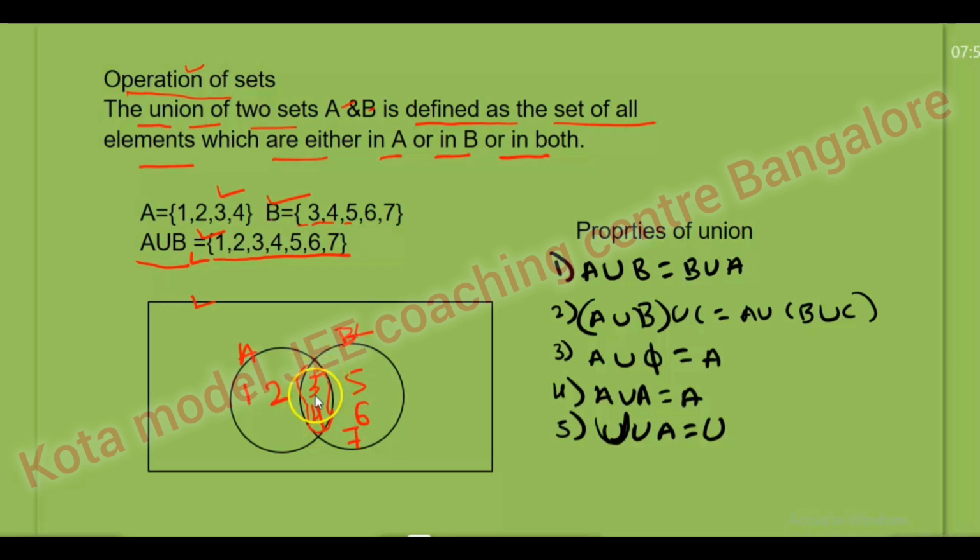Now we need to understand some basic properties like closure, associative, commutative, and identity and inverse. Here also there are some properties of a union. Union of A and B is equal to union of B and A. A union B is equal to B union A. This is called the commutative property for unions. And the second one: (A union B) union C is equal to A union (B union C). This is called the associative property.